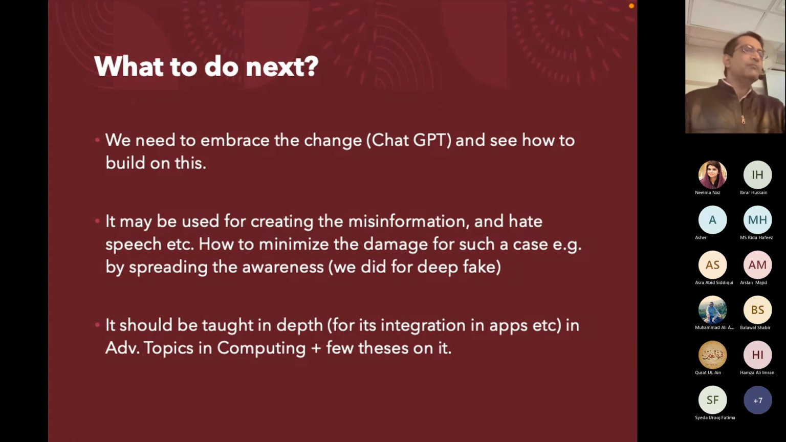It can be used for creating misinformation and hate speech, as rightly mentioned by Dr. Shahzad Yunus. Now it's up to us how to minimize the damage in such cases by spreading awareness. For example, we did good in spreading awareness against deepfakes by providing a fake video of Obama. It should be taught in depth for the integration of apps in advanced topics in computing, and there is dire need of a few MS theses on top of that.